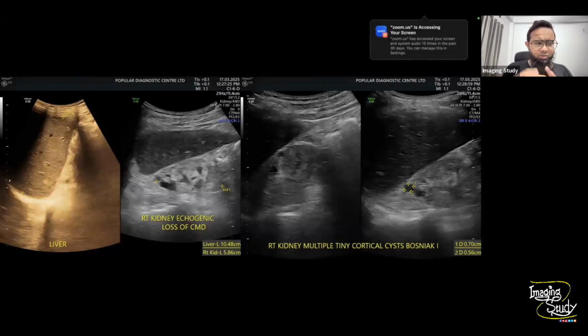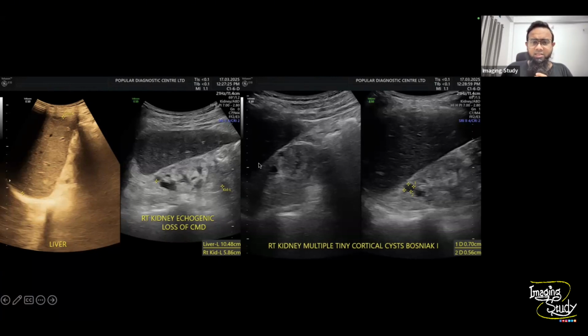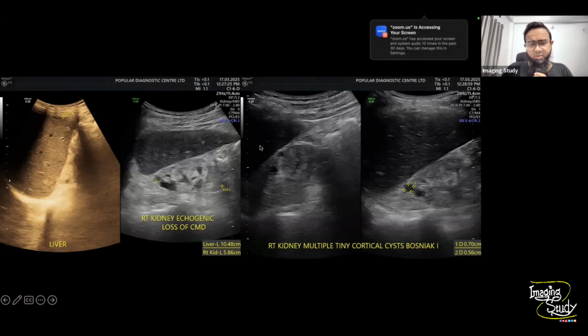Now when we try to measure other organs, we found that the kidney doesn't look quite normal. Ignore the liver, look at the right kidney. It's completely echogenic. The echogenicity of the parenchyma is similar to the sinus echogenicity, and the kidney is very small in size, only 5.8 centimeter in length, and you can see some tiny cystic structures within the parenchyma. So this is definitely indicating chronic nephropathy, or you may say chronic renal parenchymal disease, an end-stage kidney disease like appearance going on here.